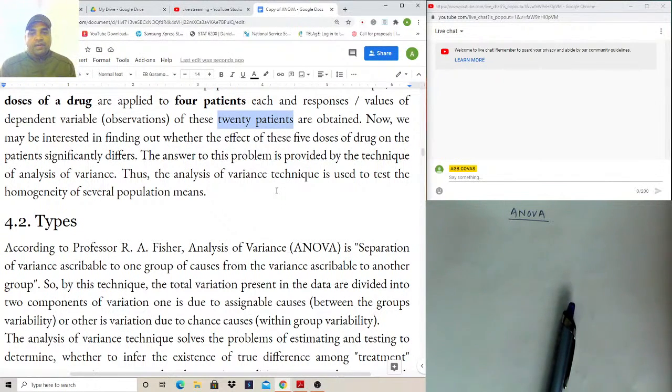And we want to find out which dose has a significantly higher or lower effect than the other. So in such cases, when there are more than two groups, we go with the analysis of variance technique. The answer to this problem is provided by the technique of analysis of variance. Thus, the analysis of variance technique is used to test the homogeneity of several population means.